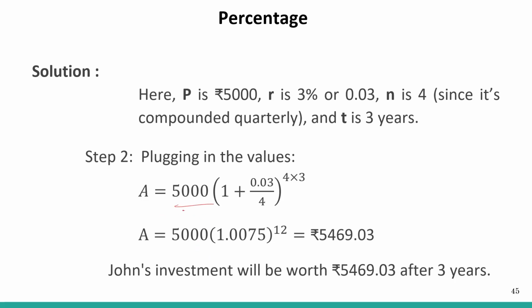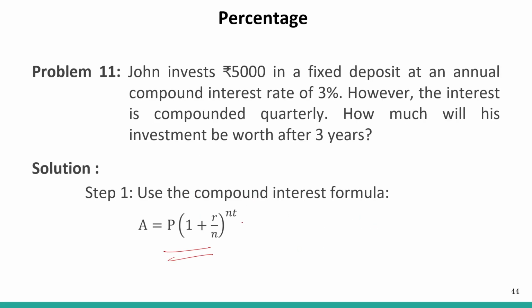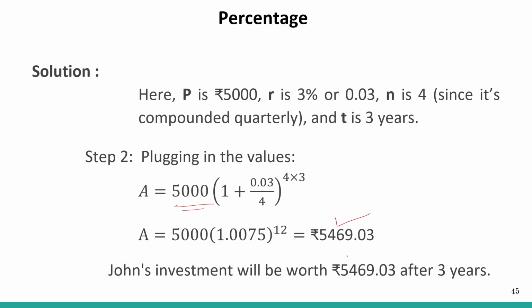This is the amount. So (1 plus 0.03 by 4) power 4 into 3, which is 12. So this will be equal to 5469.03. What you need to learn here is only this formula and you are good to go. So this will be the investment worth after 3 years.